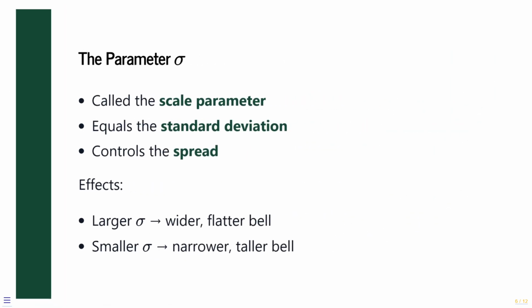Next, we consider the parameter sigma, which is the scale parameter and also the standard deviation. This value controls how spread out the distribution is. A larger sigma produces a wider and flatter bell, indicating more variability. A smaller sigma produces a narrower and taller bell, indicating less variability. Together, mu and sigma completely determine the normal distribution.